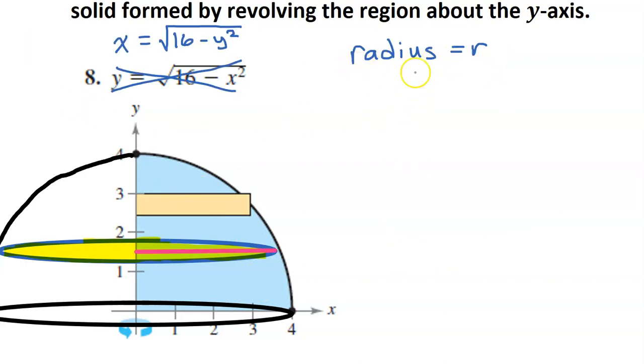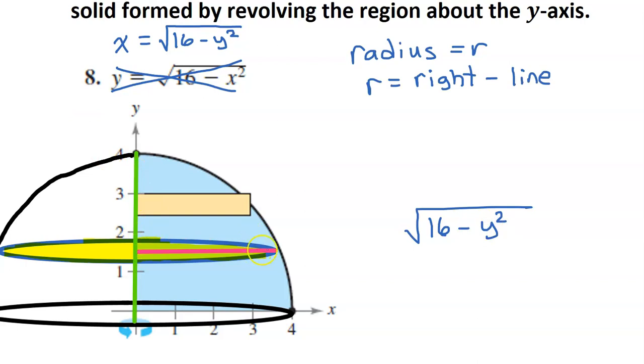Now it's time for the three-step process. Step 1 is to find an expression for the radius of a single disk. Well, the length of this radius will just be the x-coordinate of the function, and we just found that x is equal to the square root of 16 minus y squared. So, the square root of 16 minus y squared is an expression for the radius.